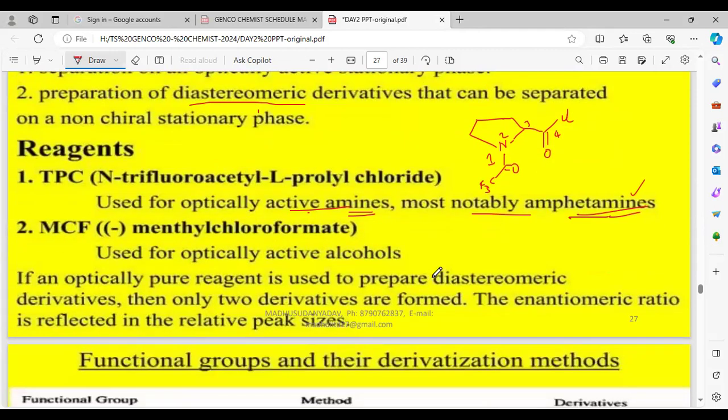MCF, methyl chloroformate. Methyl chloroformate is used for optically active alcohols. Because when you are dealing with alcohols, you have to use MCF as a reagent. When you are dealing with amines, you have to use TPC as a reagent for chiral derivatization.